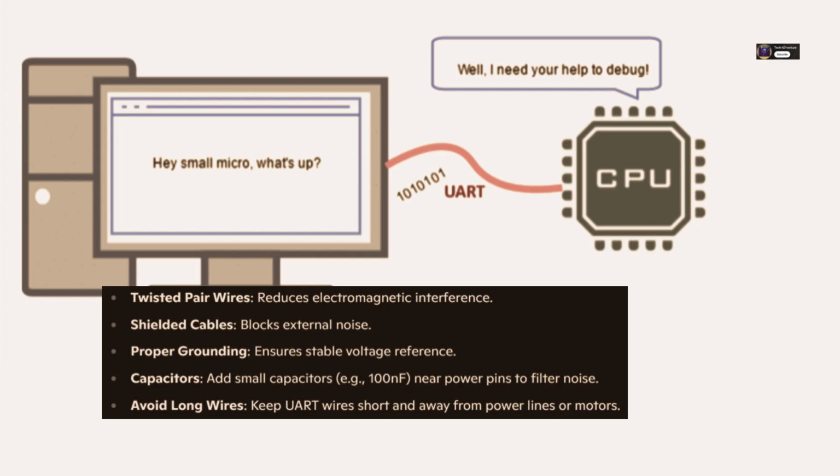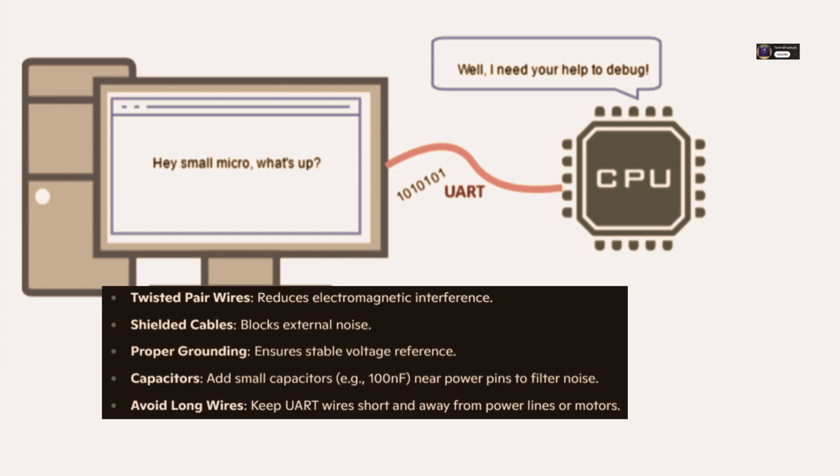1. Use twisted pair wires. For the TX and RX lines, twisting them together with a ground wire helps significantly cancel out induced electromagnetic interference. 2. Use shielded cables. For longer runs or really noisy environments, a cable with an overall shield connected to ground provides an extra barrier against external noise.